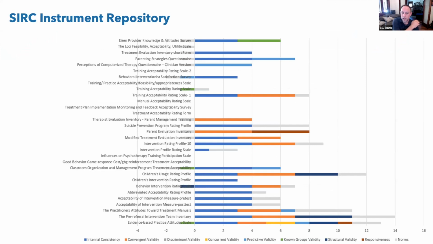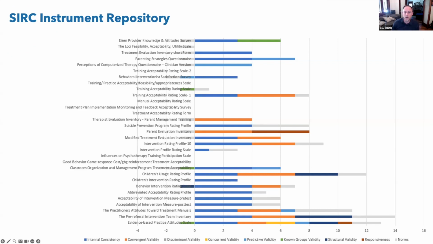These will all be familiar to folks. So they measured the internal consistency, the convergent validity, the discriminant validity, concurrent validity, predictive validity, known groups validity, structural validity, the responsiveness, and whether or not there was normative data available for comparison within these different measures. So this is actually all of the measures they identified for acceptability of interventions.